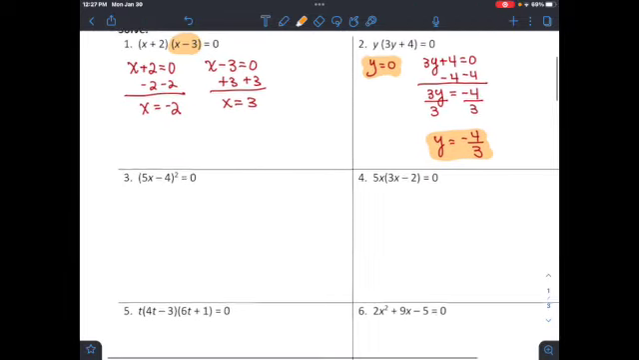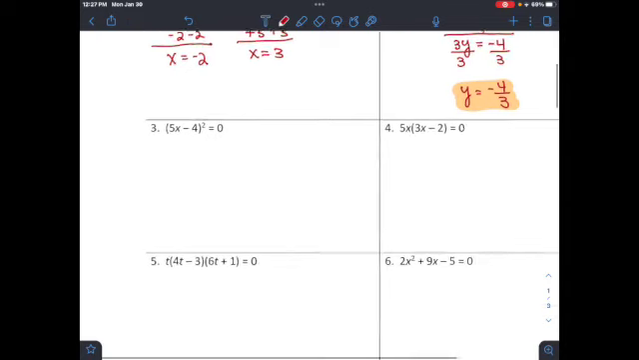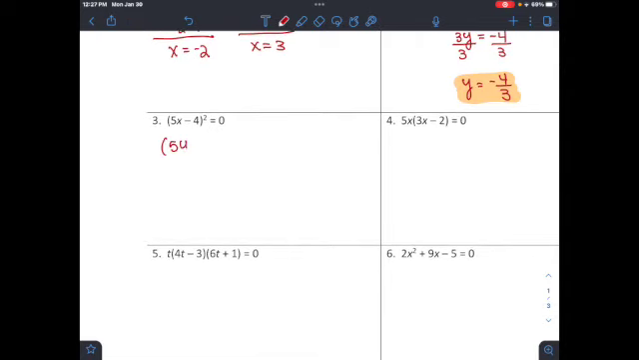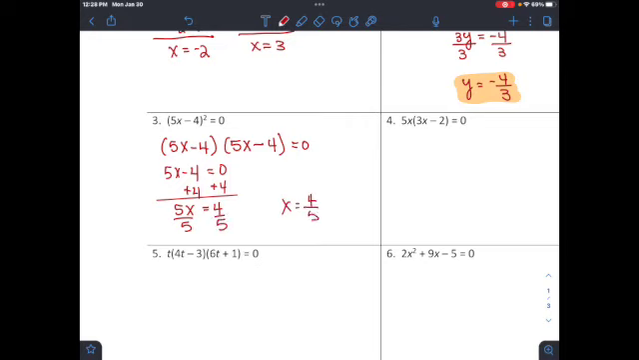Going on to the next problem, you have the parentheses squared, and technically you can write it as 5x minus 4 times 5x minus 4. Because that's a square right here, we just have to write it twice. Technically you can really just solve one and be done. So that's 5x minus 4 equals 0. Plus 4 on both sides, you'll have 5x equals 4. Divide by 5 on both sides, and x is just equal to 4 over 5. And that will be your answer for number 3.